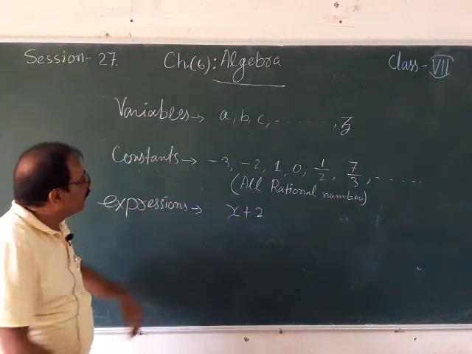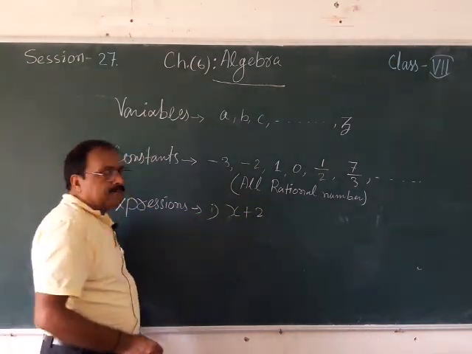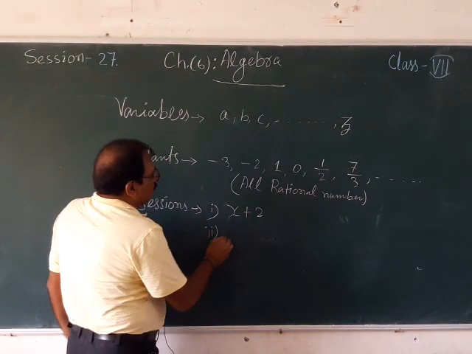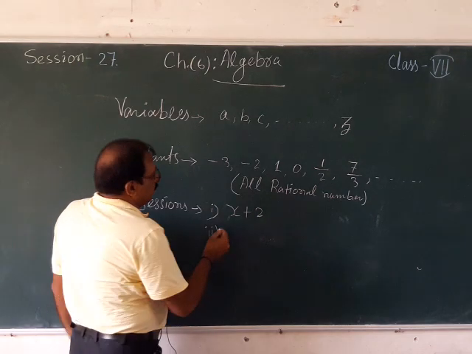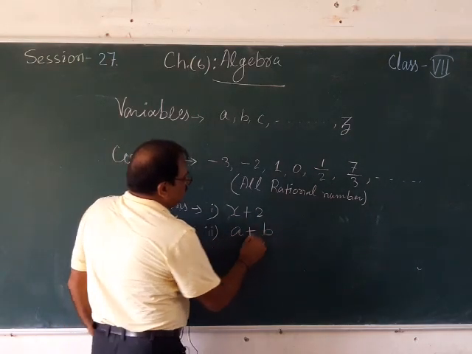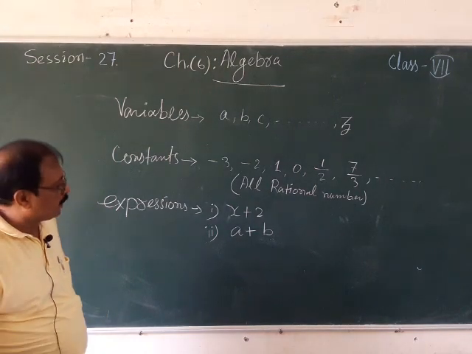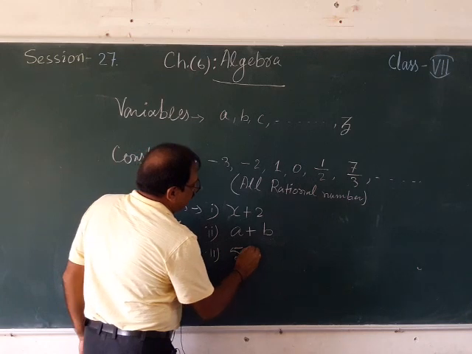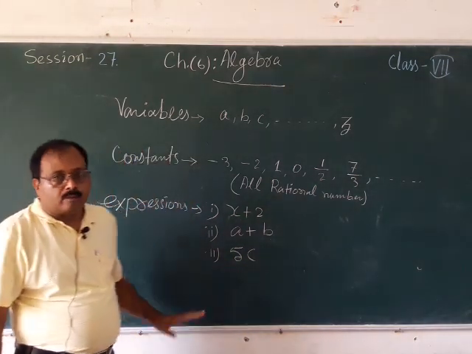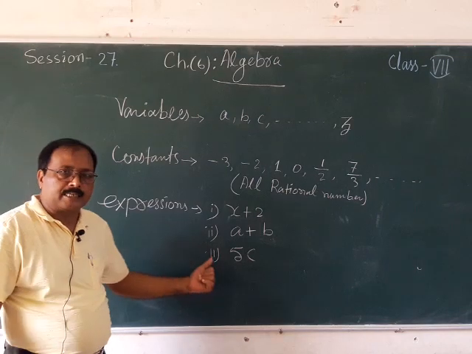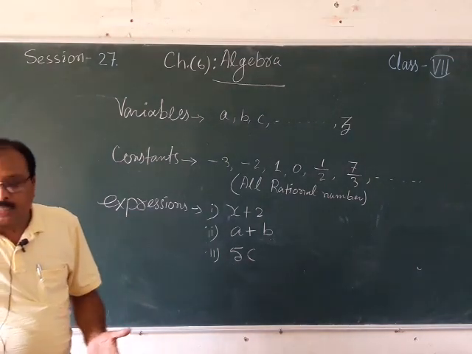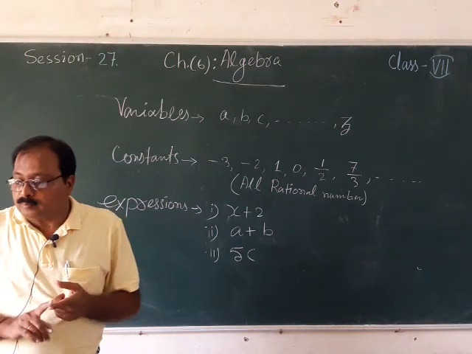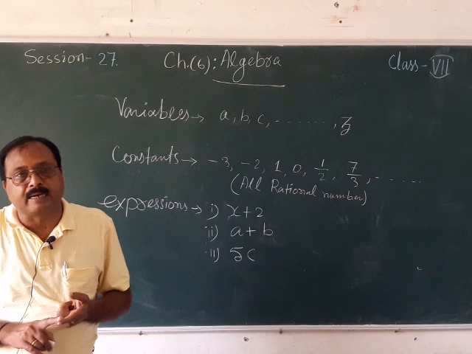That means when you are writing anything in a combination of variable and constant, then it becomes one expression. Suppose I am writing a plus b. A plus b is also an expression. Or suppose I am writing 5c, 5c is also one expression. That means a mathematical expression having variable and constant connected by operators is called an algebraic expression.